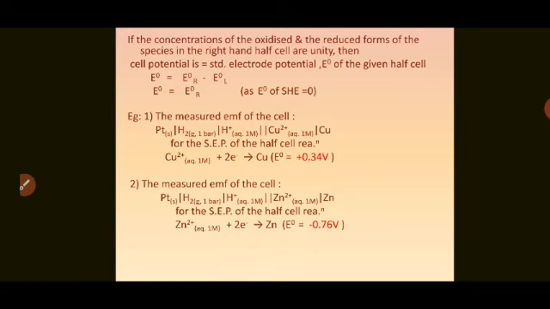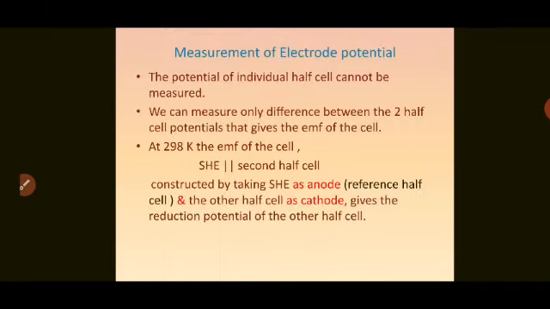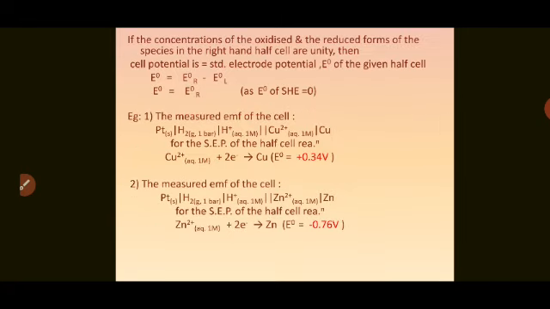If the concentrations of the oxidized and reduced forms of the species in the right hand half cell are unity, so this should be the condition. Whenever we are connecting any half cell for which we have to measure the EMF, then the oxidized and reduced forms, that is the electrode as well as the solution, should be taken as unity, meaning the concentration should be 1 molar. Then the cell potential is equal to the standard electrode potential, that is E naught.